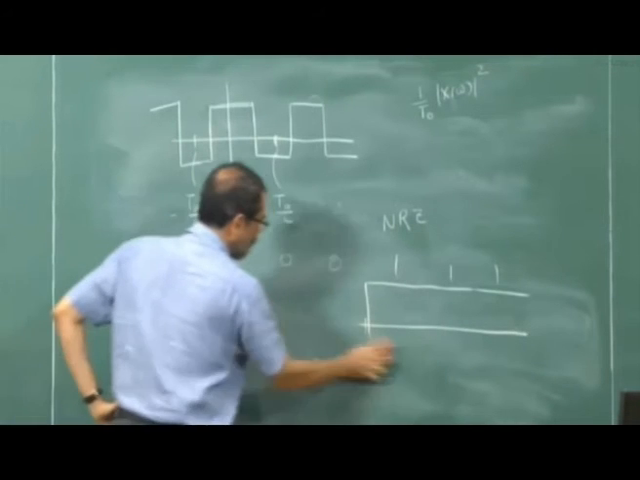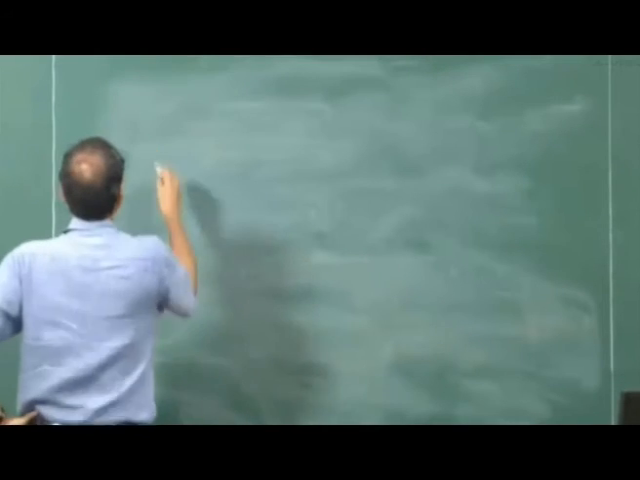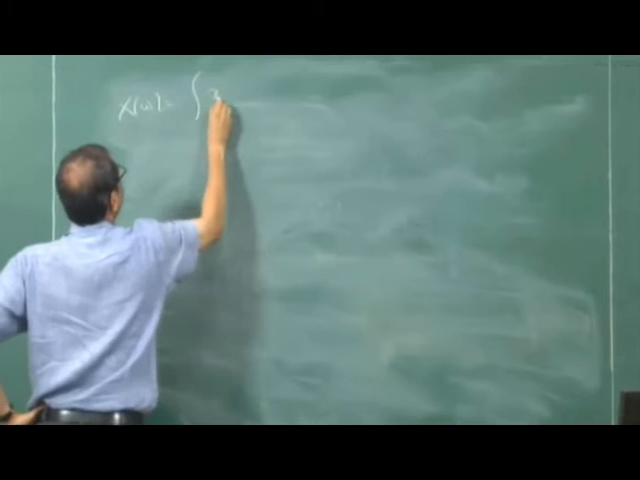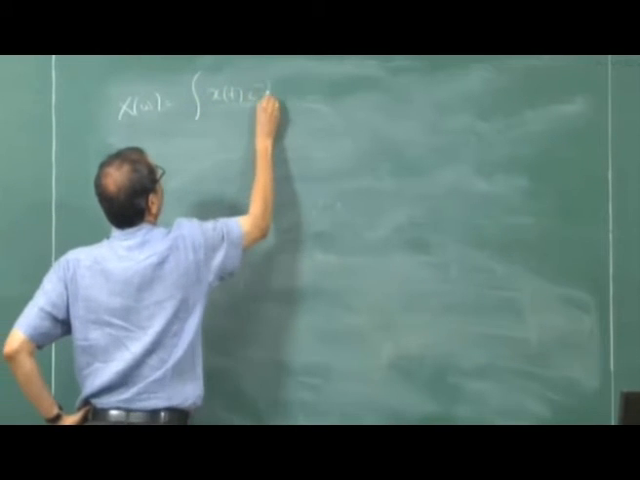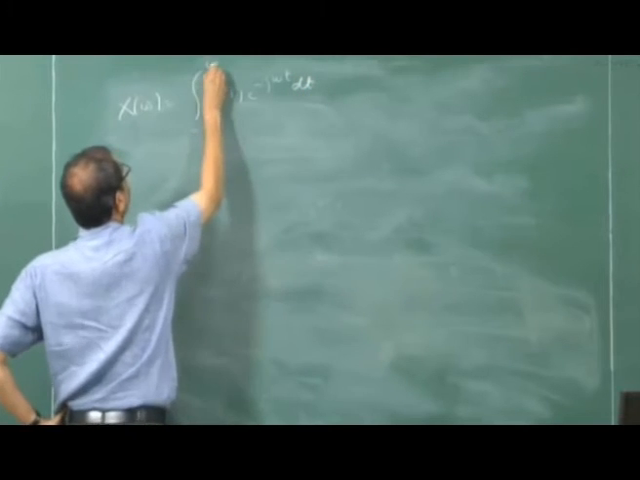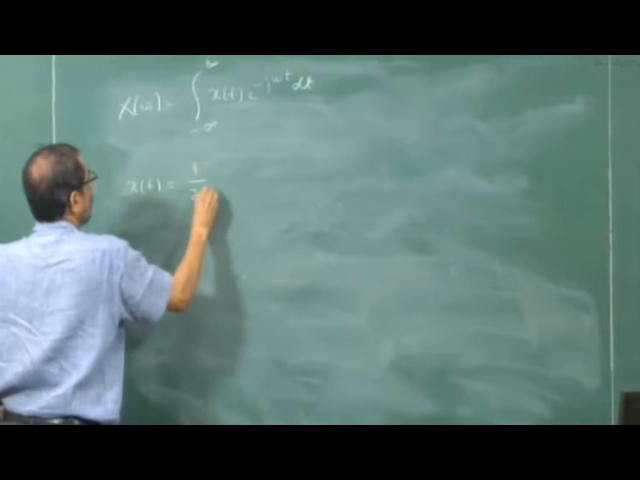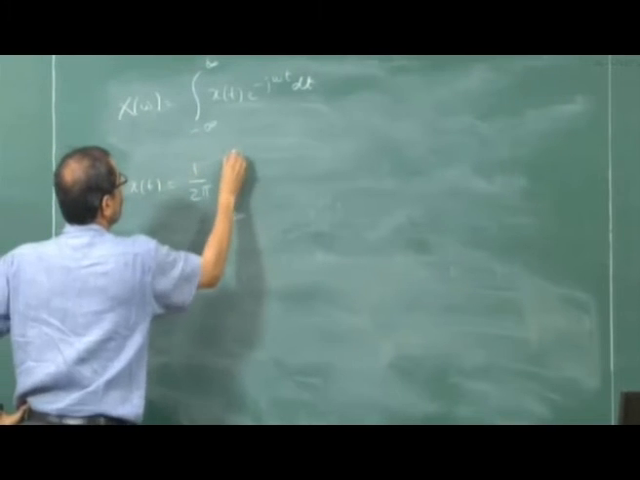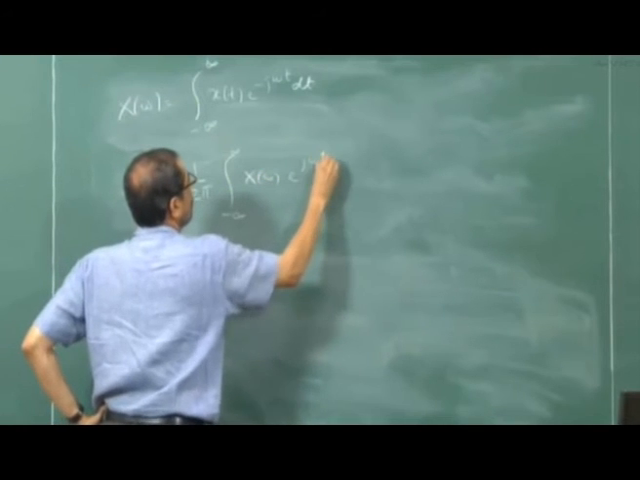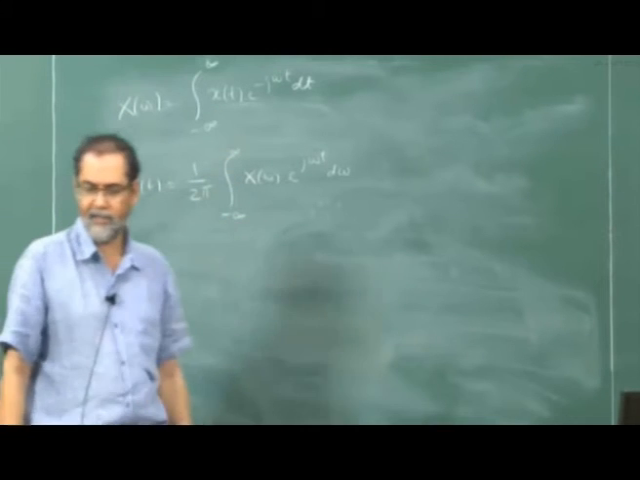Again, without getting into too much detail, right? Let me write X of omega here, the definition, which is the integral from minus infinity to plus infinity of x of t e raised to minus j omega t dt, and x of t as 1 by 2 pi times the integral from minus infinity to plus infinity of X of omega e raised to plus j omega t d omega.